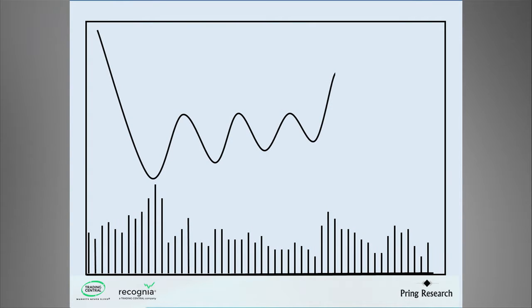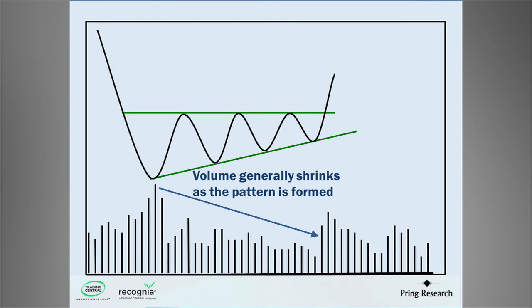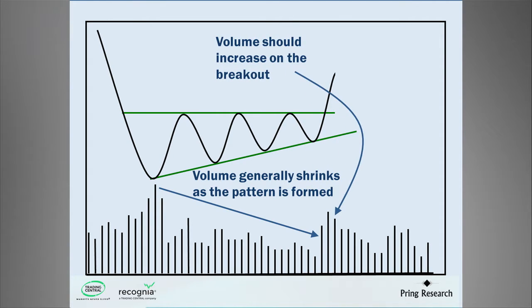The right-angled variety at bottoms is constructed by taking the line joining two or more bottoms together with a horizontal one. Volume should, of course, shrink as the pattern is being formed. In this way, it indicates a balance between buyers and sellers. Ideally, volume should increase on the breakout, but it's not mandatory, only that it doesn't contract.